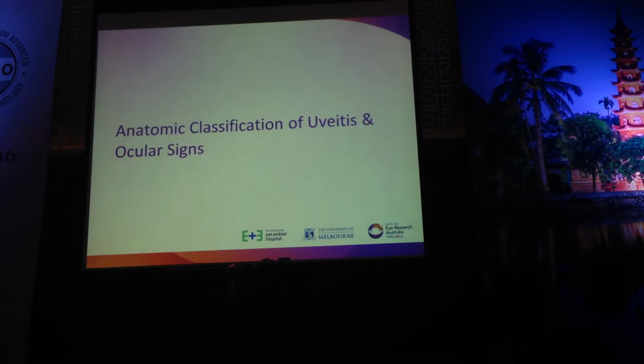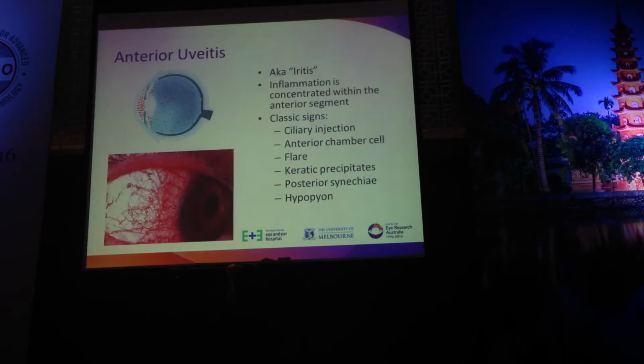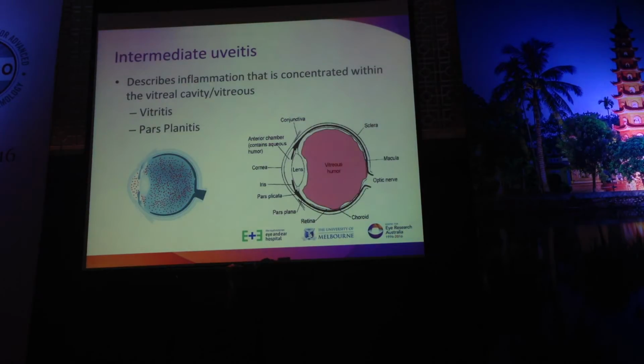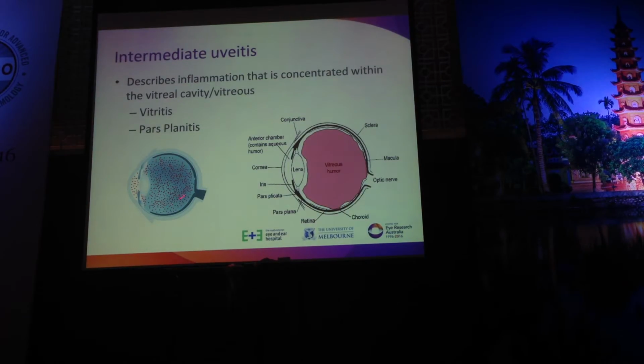So I talked to you about the anatomical classifications of uveitis and the ocular signs. I'm just going to go through them very quickly. Anterior uveitis, obviously, is inflammation focused at the front segment of the eye where the iris is, hence the term iritis. Intermediate uveitis is really focused in the vitreous, which is in the middle of the eyeball there.